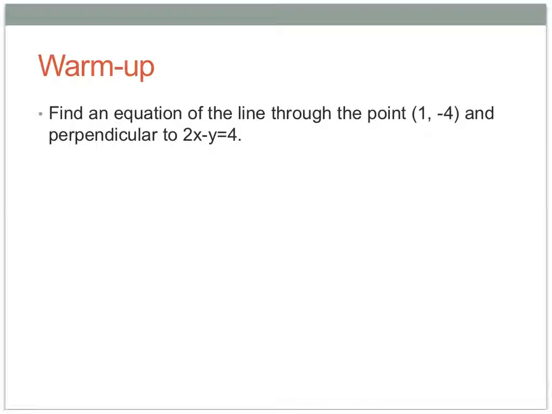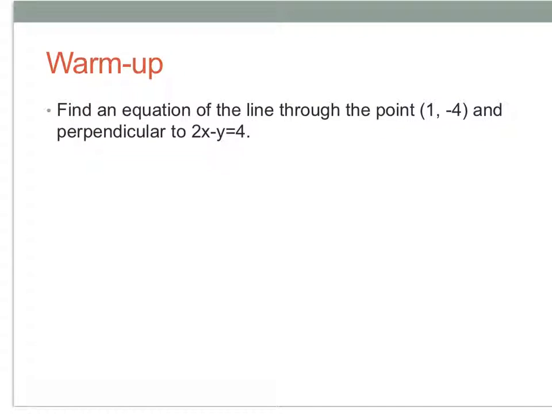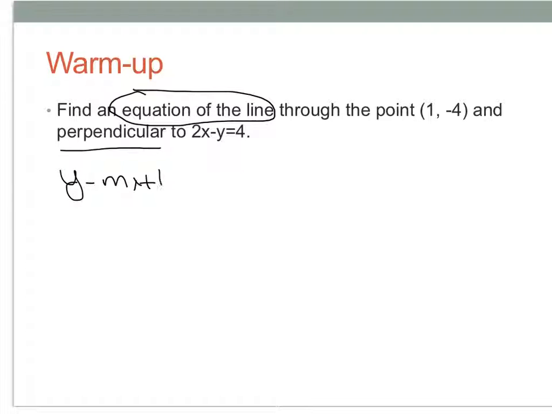A couple things that we talked about yesterday were perpendicular and what that means. And we talked about what we were actually finding. We're finding the equation of a line, and we put it in slope-intercept form, which is y = mx + b.